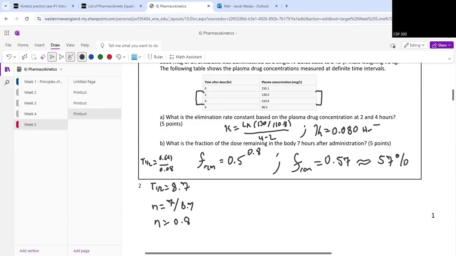Everyone got that? Are we comfortable with getting there? It was the same as the previous worksheet. Everyone good with that? Any questions?